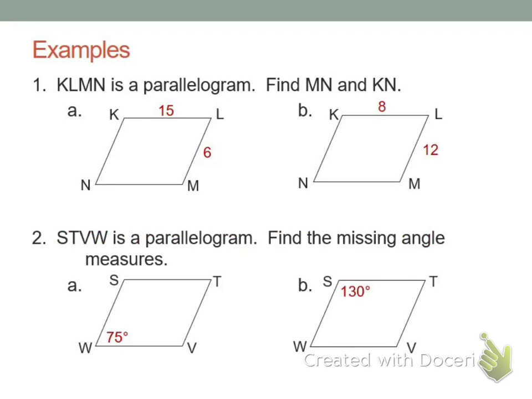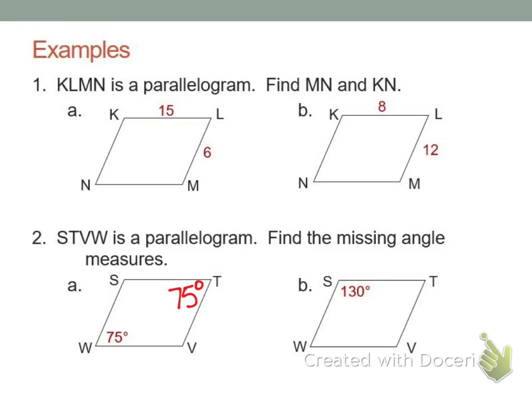So on number 2, when we are asked to find the missing angle measures, that means all of them. That doesn't just mean one of them or 2 of them. We should be able to fill in all the missing angles. So for letter A, what's going to be the easiest one to fill in right away? T. T should equal how many degrees? 75. Why? Opposite angles are congruent. So we should be able to fill in the opposite angle right away. It's going to be the same.